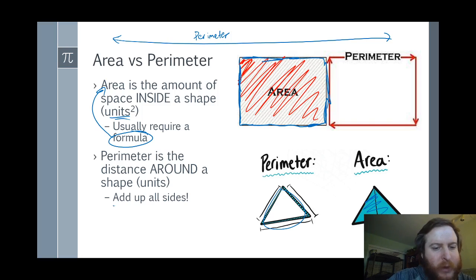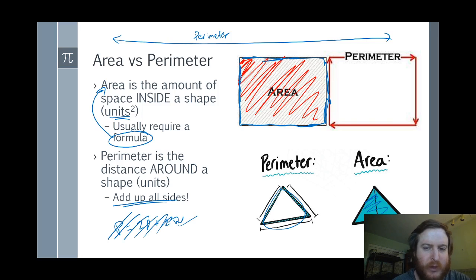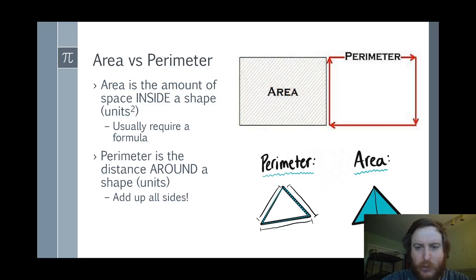You don't need a formula for this. You'll get weird formulas like 2L plus 2W or whatever. I don't really ever want you to memorize any formula for a perimeter. It's just a waste of your time. Just add up all of the sides. That's the easiest way to do it.